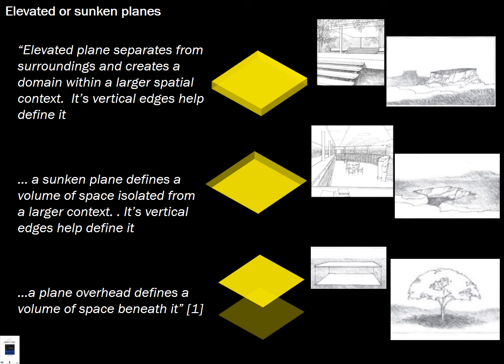The elevated plane separates from surroundings and creates a domain with larger spatial context. And the vertical edges help. And then the sunken plane, that's a different effect, and defines a volume of space isolated from a larger context. And then the plane overhead defines a volume of space beneath. So like a tree, a canopy, you can imagine that.